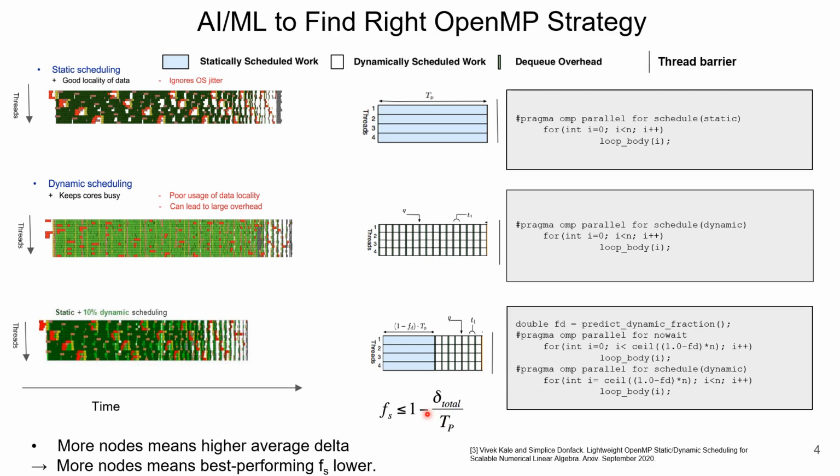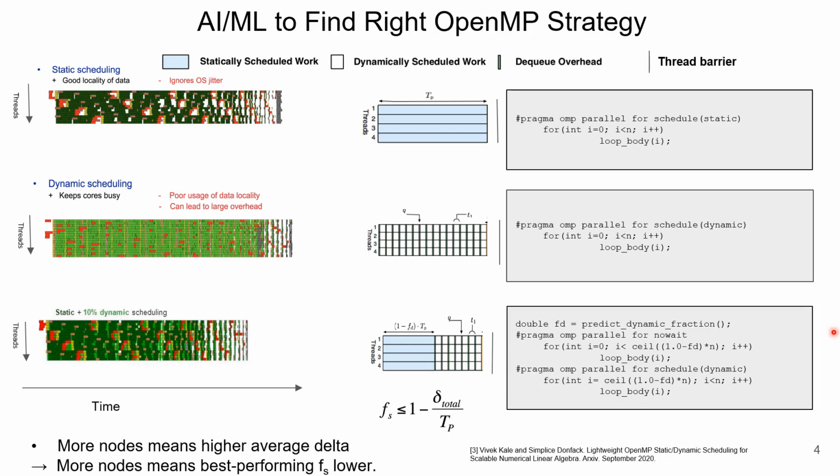Thinking about MPI plus OpenMP, this model tells us that more nodes means the best performing static fraction is lower, and we effectively need to do a larger percent of dynamic scheduling. To consider the impact of MPI communication blocking time, this fraction will need to be adjusted per MPI process.